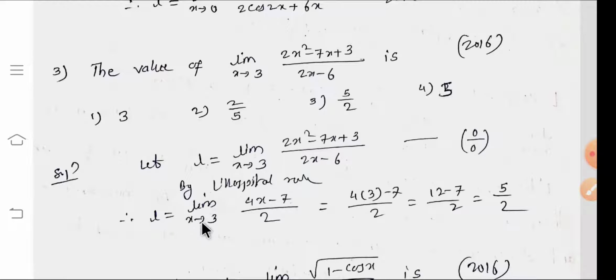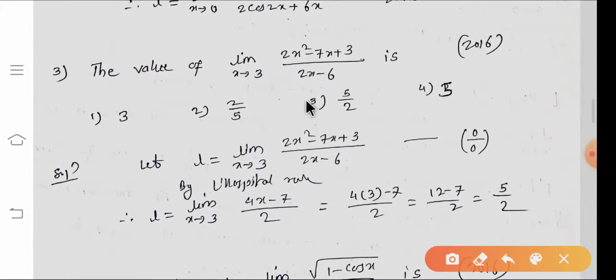Therefore L equal to limit of x tending towards 3, (4x minus 7) by 2, because the derivative of 2x square is 4x, the derivative of minus 7x is minus 7, and the derivative of a constant is 0. The denominator's derivative is 2 into 1, that is 2, and the constant is 0. Now put x equal to 3: 4 into 3 minus 7 by 2, that is 12 minus 7 by 2, which is 5 by 2. So the third option is the right answer.